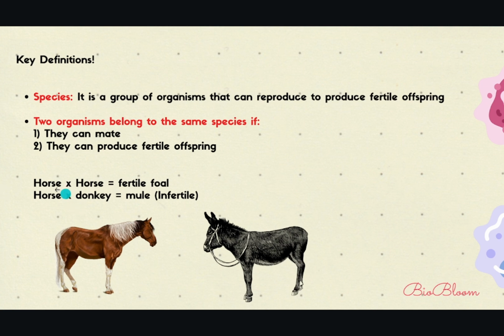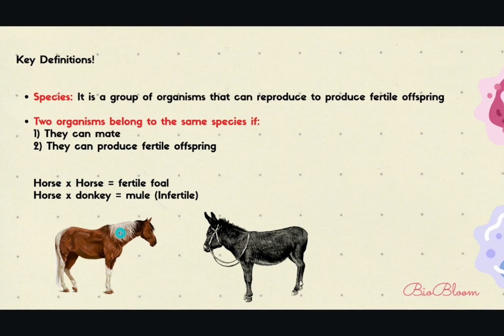For example, if a horse and a horse mate together, they produce a fertile foal. By this foal, we mean that when it becomes an adult, it's going to be called a horse. And when it mates with another horse, it can produce another fertile foal. So that means that this offspring right here was fertile.